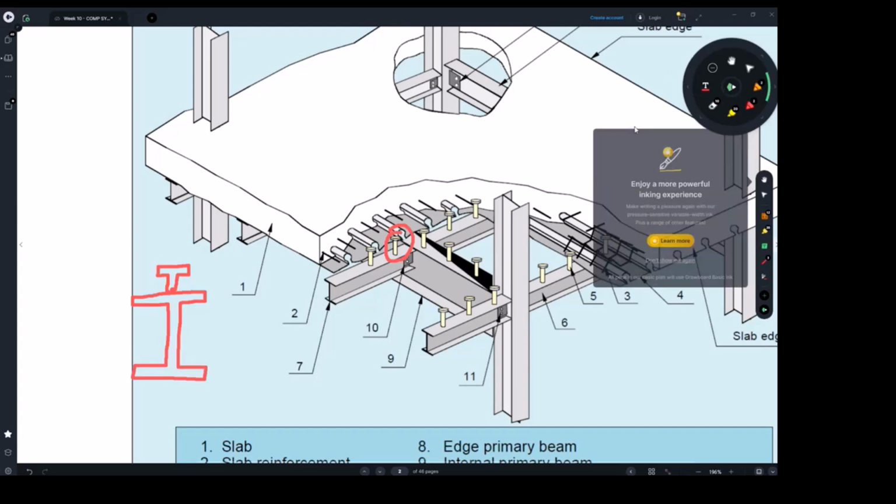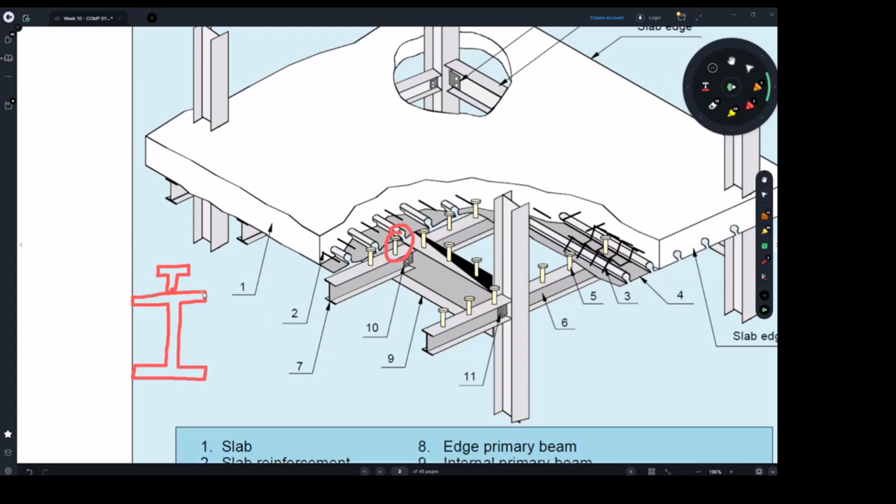Let me make it in a different color. I'm making the concrete orange here. So this is the concrete, and it will actually be working together with the steel. So why are we interlocking them? Because we want to make sure they're going to be stressed together and strained together. They are interlocked together.